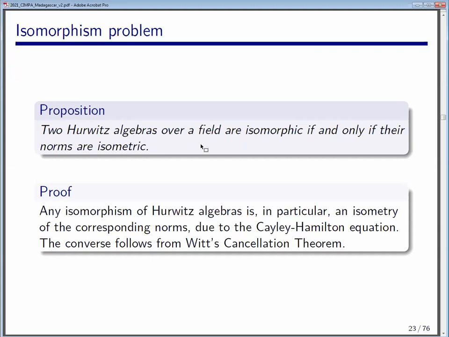Well, using the Cayley-Dickson doubling process together with Witt's cancellation theorem that tells us that whenever we have 2 vector spaces with quadratic forms, and we have subspaces with isometric restrictions, then this isometry can be extended to the whole space. So we can extend the isometry using the Cayley-Dickson doubling process and using Witt's cancellation theorem. And this is all we need. So this is very nice.